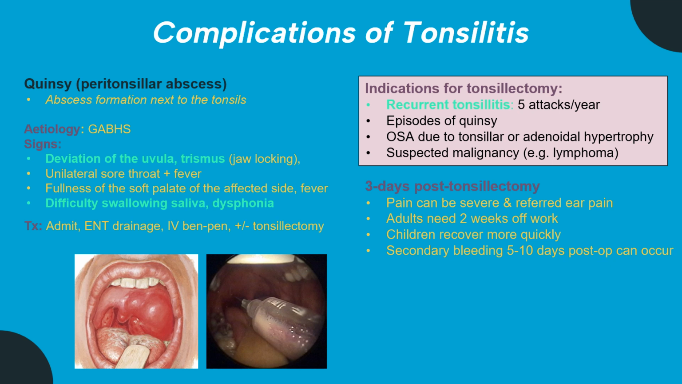So 3 days after your tonsillectomy, you need to do some explanation to them about what they can expect. So pain can be quite severe, and you can also have referred ear pain, which we mentioned a bit earlier on. Adults can need 2 weeks or more off work because it can be quite a severe and difficult recovery. In children, it's severe and they can take a while, but they're often quicker than adults.